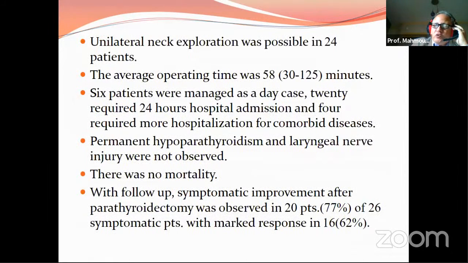Unilateral neck exploration through a limited incision of 2 to 3 centimeters was possible in 24 patients, 80% of cases, and the average operative time was 58 minutes. 6 patients were managed as a day case, 20 as 24-hour hospital admission, and only 4 patients required more hospitalization for comorbid diseases. Permanent hypoparathyroidism and laryngeal nerve injury were not observed. There was no mortality, with follow-up symptomatic improvement after parathyroidectomy observed in 77% of cases, with dramatic improvement in 62% of cases.